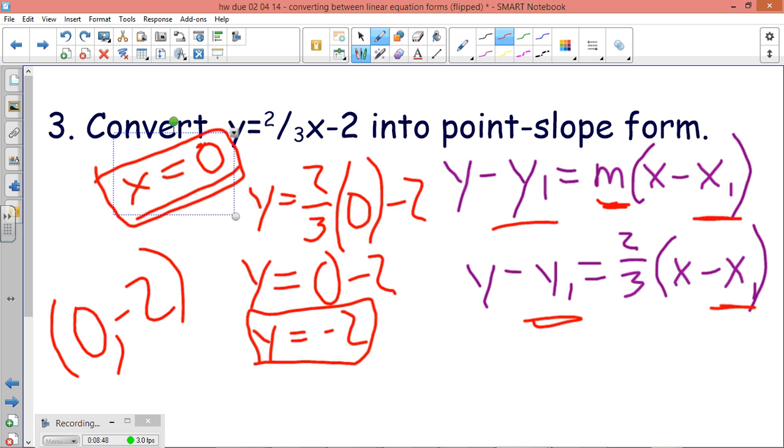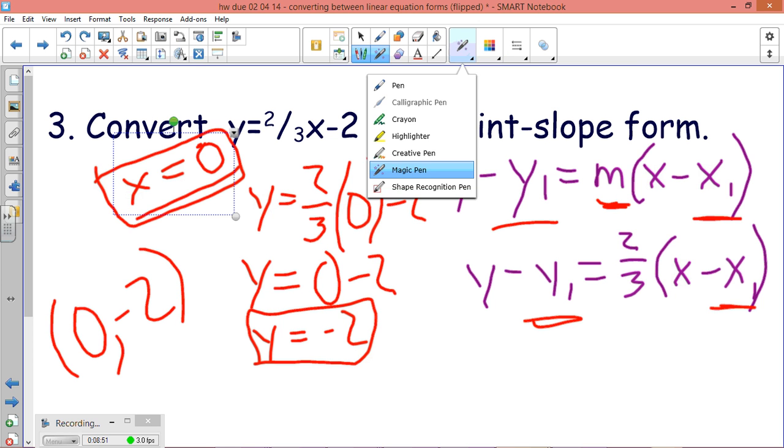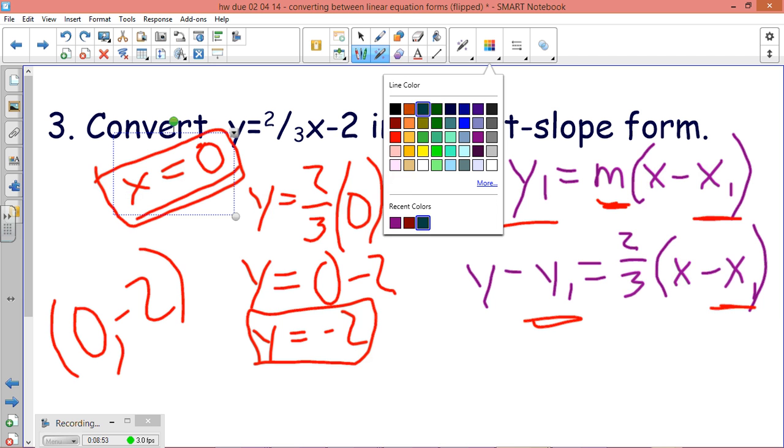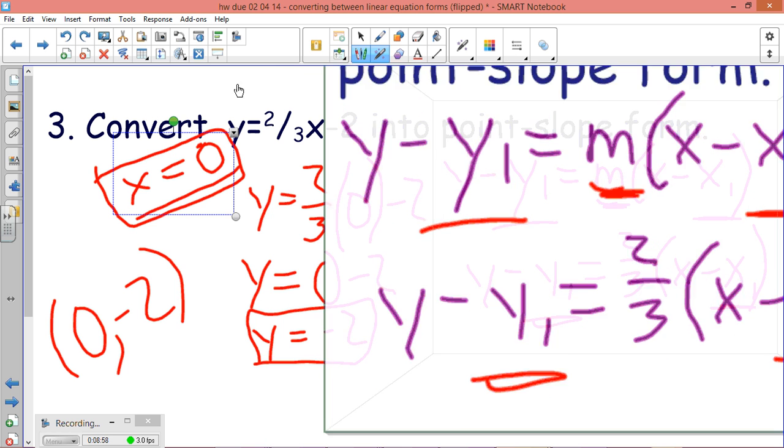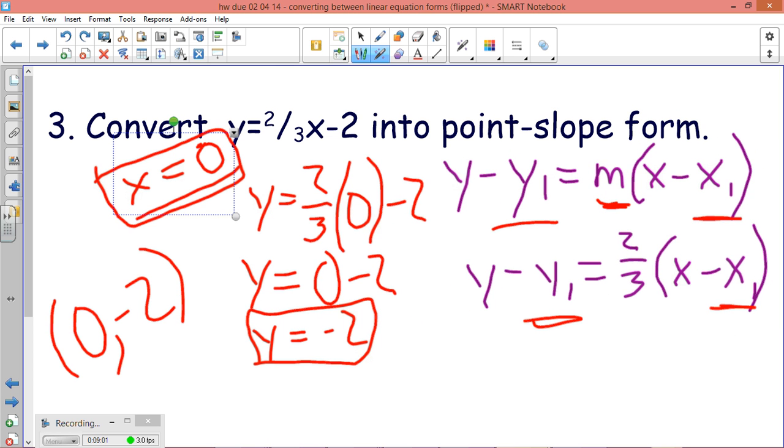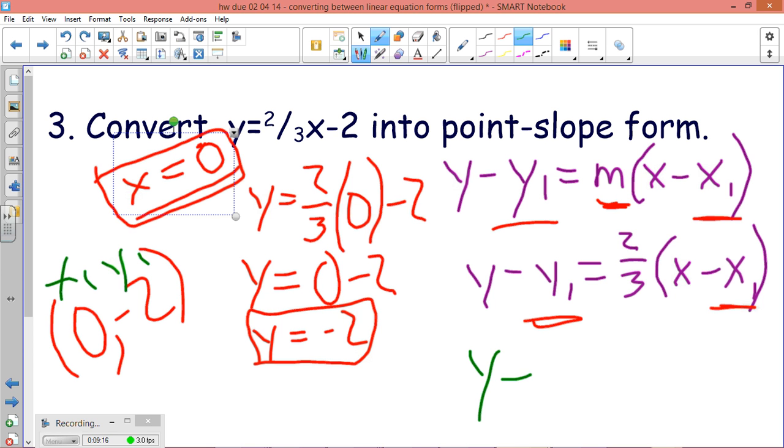I'm now going to go over here. Let me grab the magic pen for a second to show you what I'm doing. I'm going to go over right here where I already started my work. Cool, huh? And I am going to now plug in y1 and x1. What do you know? Let me just grab a different color. Here's y1, here's x1. I'm ready to fill this in. Y minus, what's y1? -2, so y minus -2 equals 2/3 times x minus 0.